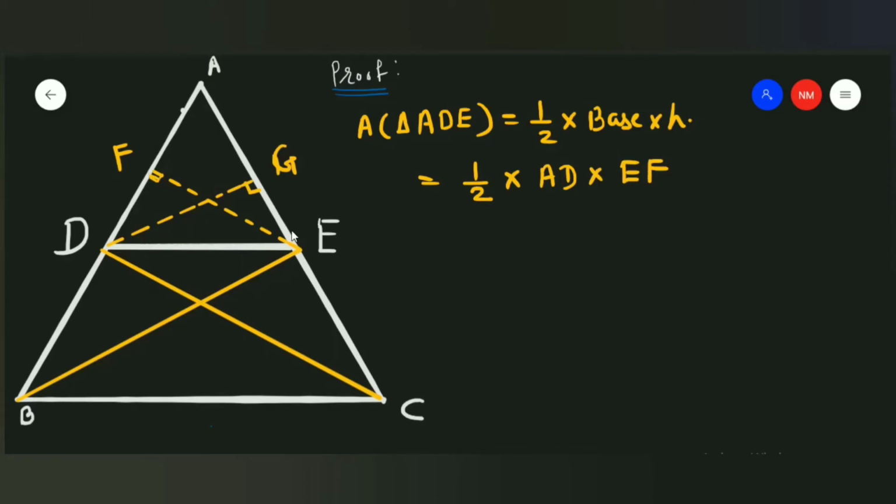Now here I want to tell you why we have selected base AD, because we know the altitude FE, altitude means height, is perpendicular to AD and AB. That we know, altitude FE is perpendicular to the sides AD and AB. So here we are going to select the base AD in triangle ADE and height EF, as we can see, it is our construction.